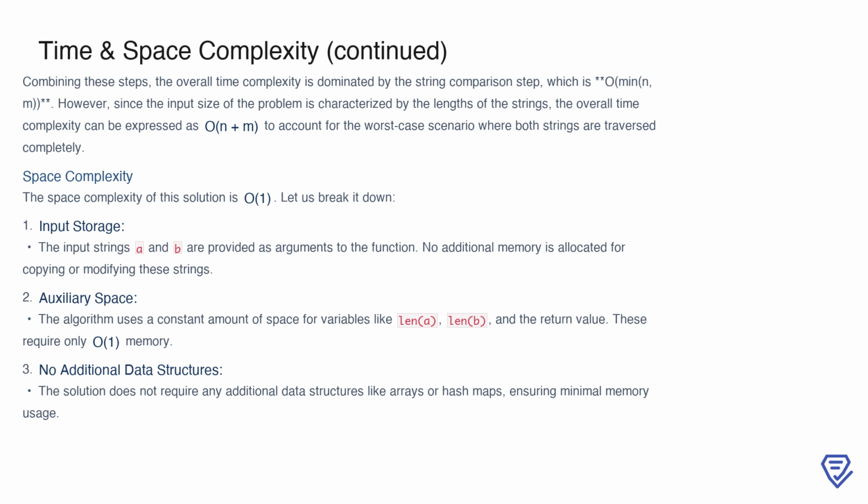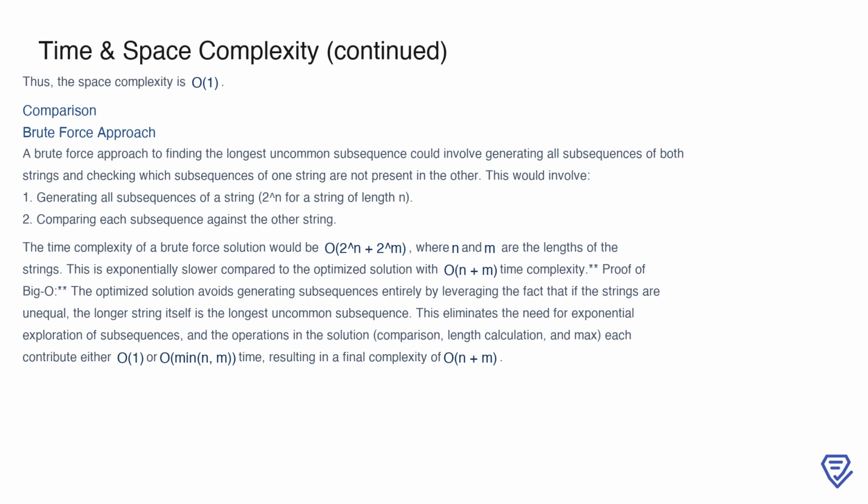Shifting our focus to space complexity, the solution is highly efficient and uses only O(1) space. First, the input strings A and B are passed directly to the function, and no extra memory is allocated to duplicate or modify them. Second, the algorithm relies on a fixed number of variables, such as those storing the lengths of the strings and the return value. These variables require constant space. Lastly, the solution does not involve creating additional data structures like arrays or hash maps, which minimizes memory usage and keeps the space complexity constant. This constant memory usage leads to a space complexity of O(1).